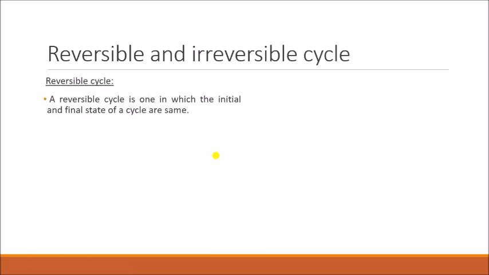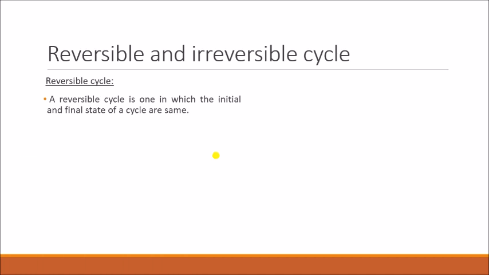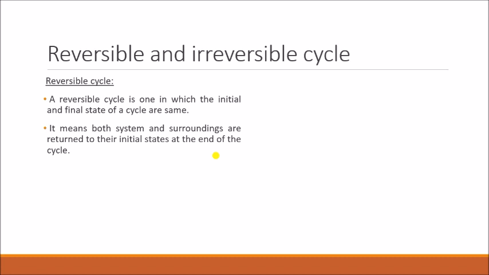First we'll start with the reversible cycle. A reversible cycle is one in which the initial and final states of the cycle are the same. For example, a system starts its process from state 1, then reaches state 2, state 3, state 4, and finally reaches back to state 1. That we call a reversible cycle, meaning its initial and final positions are the same. Both system and surroundings are returned to their initial state at the end of the cycle. Reversible processes are combined to form a reversible cycle.